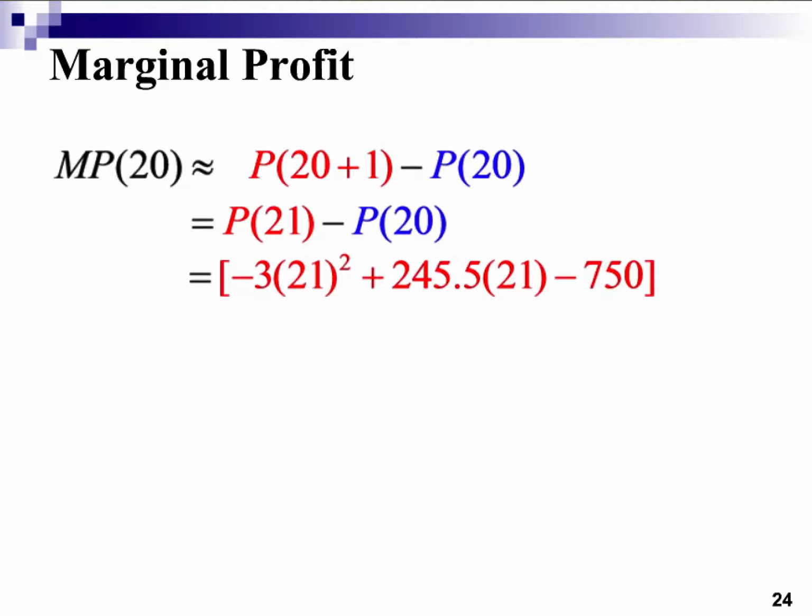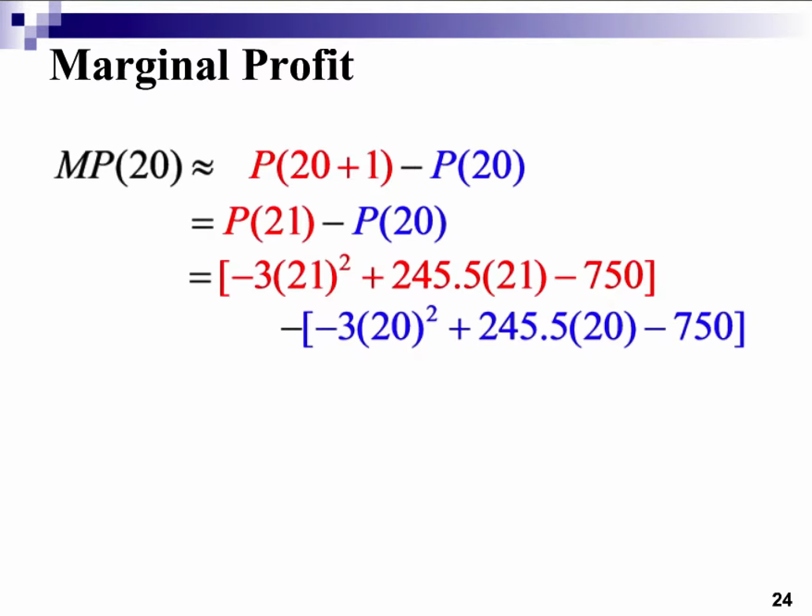And P at 21 is here in red. There are the calculations for you to look at. I'm just plugging 21 into the profit curve. Then I'm subtracting off the value of the profits at 20 items. That's done in blue. And then I just compare those two values, and I get a final result of 122.5.